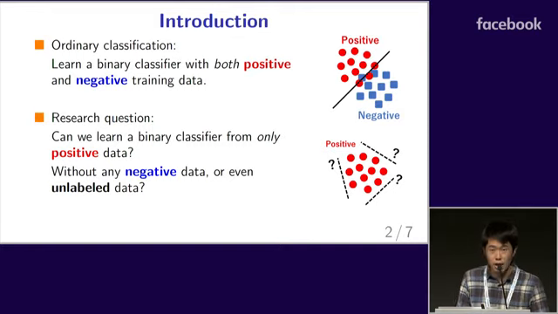This means we do not have any negative data, and we do not even have unlabeled data. This seems like a very difficult task since we do not have any information about our negative distribution. For example, we would not know the direction of the negative distribution compared to the positive distribution, as you can see on the lower figure.